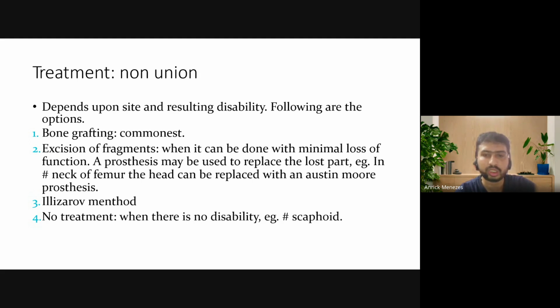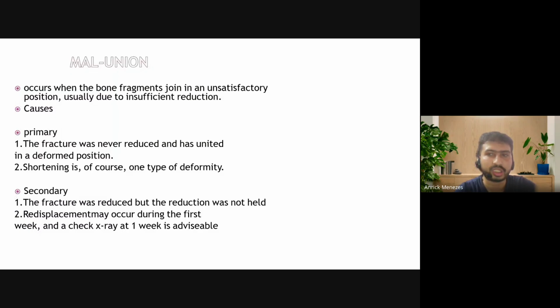No treatment when there is no disability, for example scaphoid fracture. Ilizarov's method is the ring fixator method. I think you already knew that.